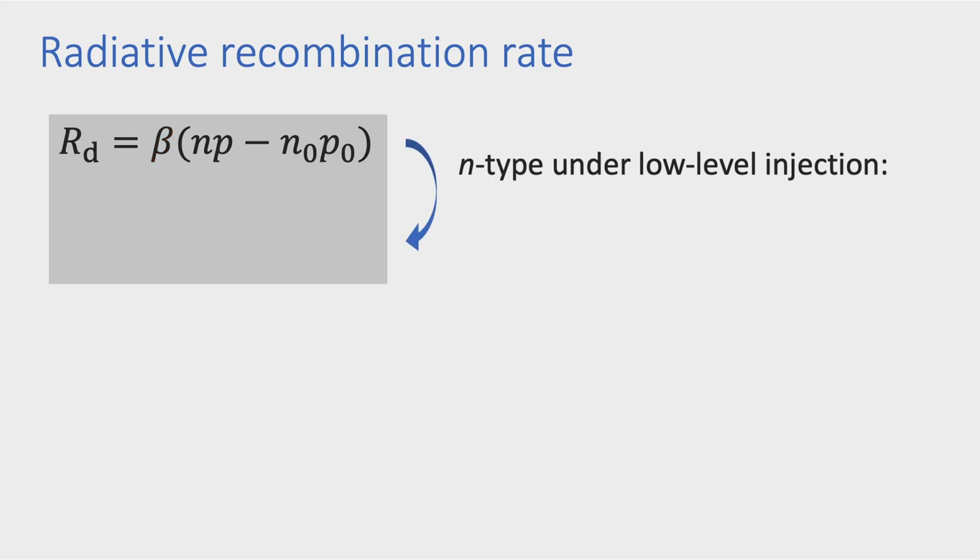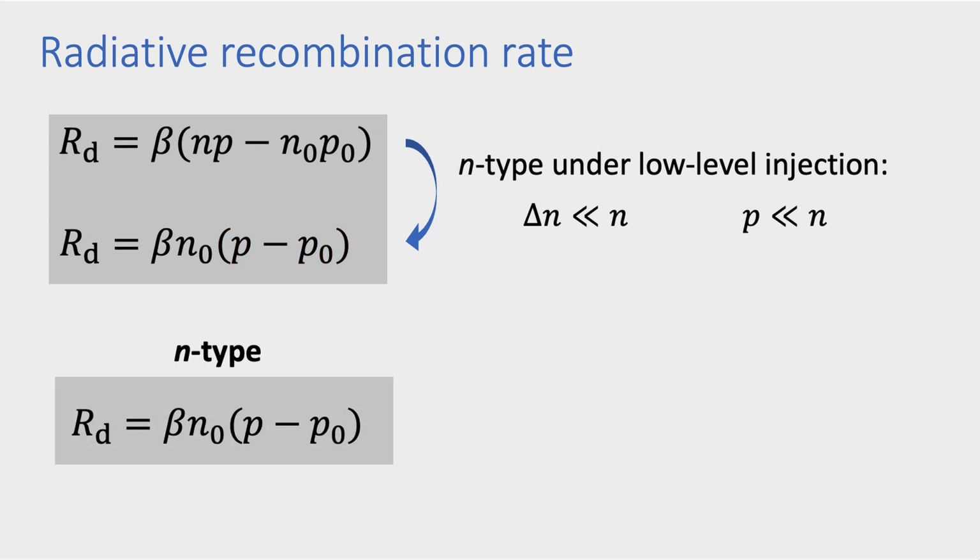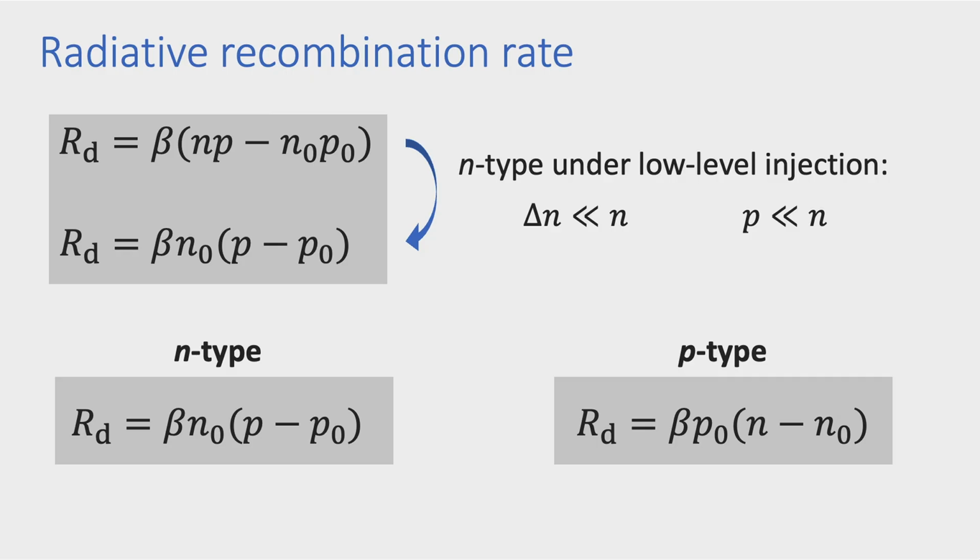For example, let's look at an N-type semiconductor under low-level injection. Here, the change in the free electron concentration, delta N, is negligible compared to the total electron concentration, N. Additionally, the concentration of holes is much lower than the concentration of electrons, as electrons are the majority carriers and holes are the minority carriers in this N-type material. This leads to the following expression, where the term between parentheses is effectively the excess free hole concentration. This leaves us with the radiative recombination rate for N-type semiconductors under low-level injection. A similar derivation can be applied to P-type semiconductors, resulting in the following equation where N and P are interchanged.